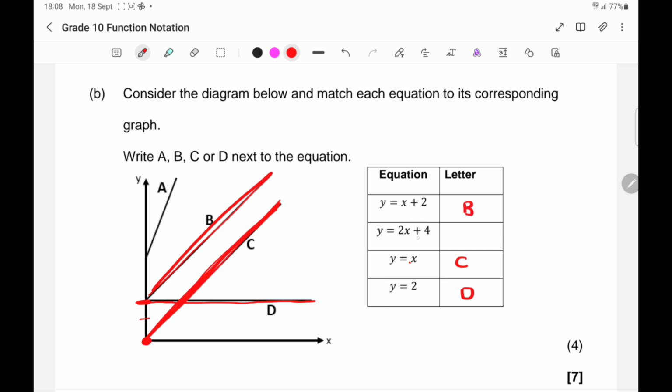And the last one, can you see it cuts through the highest point, which it does. And it's got a steeper slope than y is equal to x. So this one is definitely A. Okay, so by order of elimination, or however you want to see it, that's a nice question to ask.